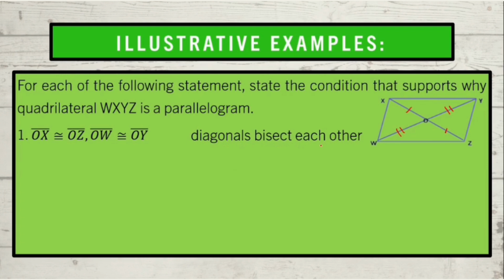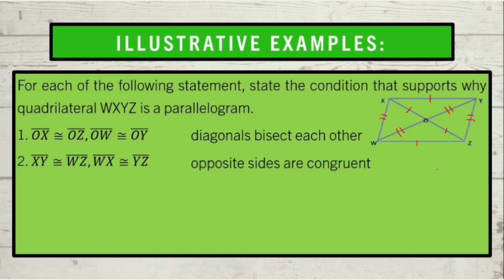Very good! Let's have number 2. Line segment XY is congruent to line segment WZ and WX is congruent to line segment YZ. Let's put a mark. This is line segment XY and this is line segment WZ. WX is this one and that is congruent to line segment YZ. What condition is that? Very good! Opposite sides are congruent.